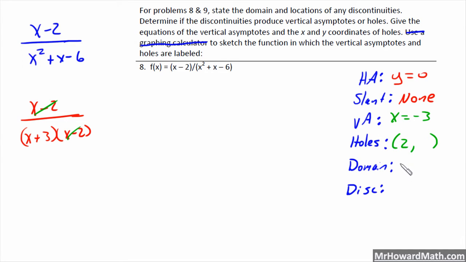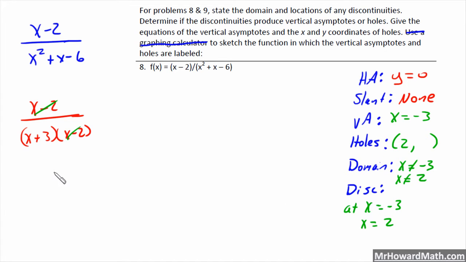So that means the domain is x cannot equal negative 3 and x cannot equal positive 2, because that's where we have vertical asymptotes or holes. So the domain is restricted by what makes the denominator 0. So discontinuities, we're going to use these same numbers again. Those occur at x equals negative 3 and at x equals positive 2.